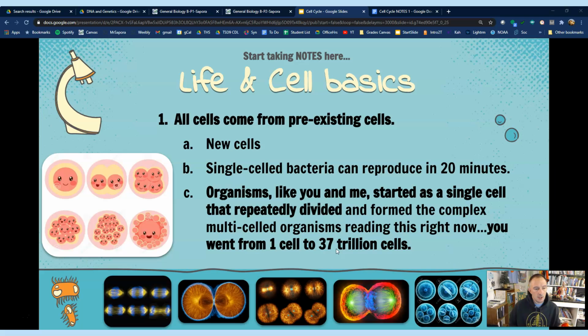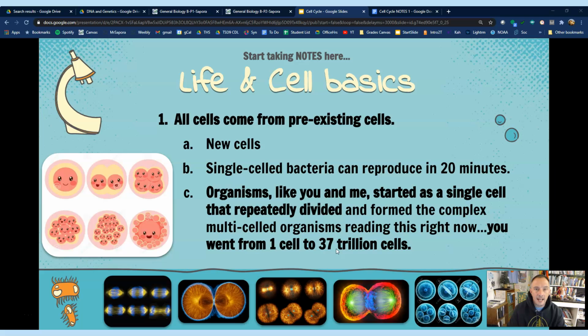All cells come from pre-existing cells. This is some cell basics here. And this statement, and I'll repeat it again, all cells come from pre-existing cells. This is one of the central tenets of what's called cell theory, right? Cells don't just magically appear. Cells arise from cells dividing, and then making two cells, and then those cells keep dividing, and then you get all the cells that make up a body or reproduction, right?